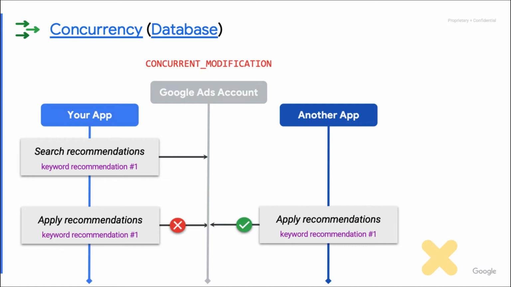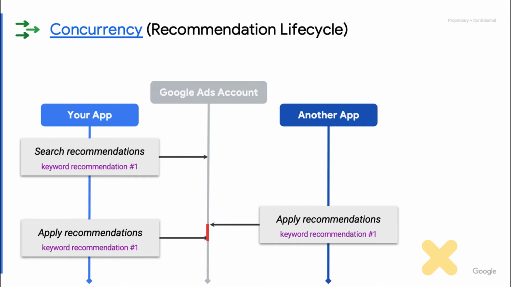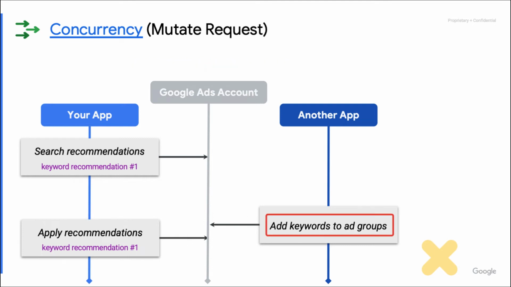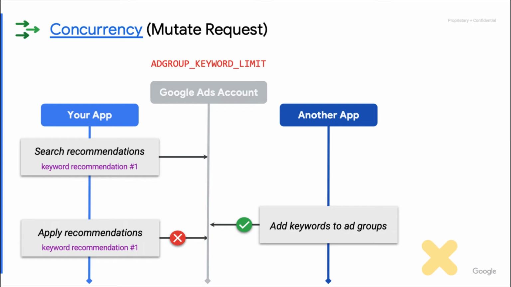In this case, your apply request could fail due to a concurrent modification error. In this second example, imagine that you apply the recommendation sometime after the other application. Now it fails with a validation error because you tried to apply the recommendation even though it was already applied. In this third example, imagine that you apply a recommendation after the other application added the maximum number of keywords to the ad group. It fails again with a validation error because you applied the recommendation even though the number of keywords was already at the limit.